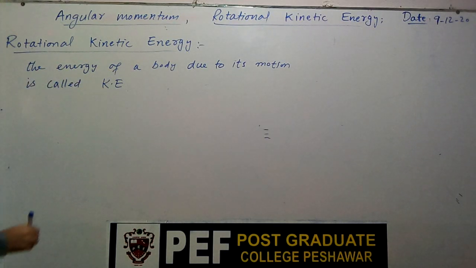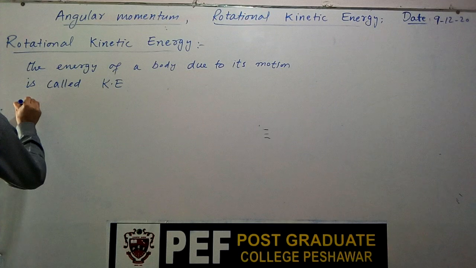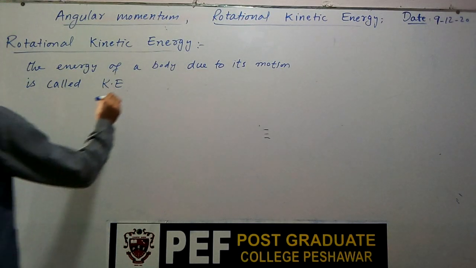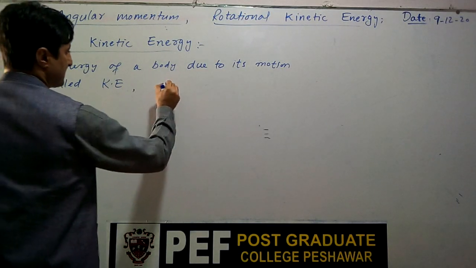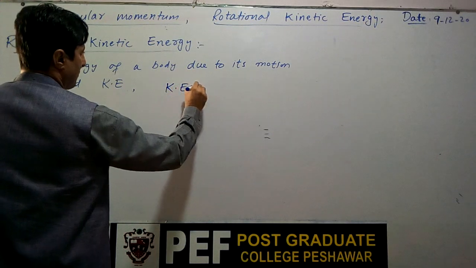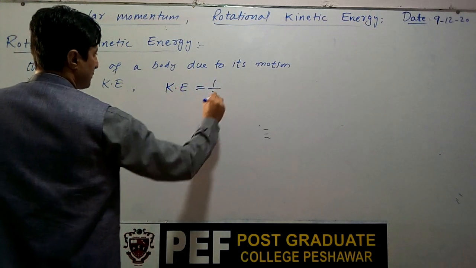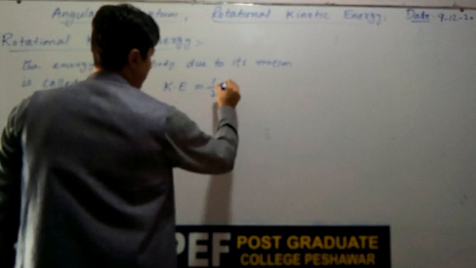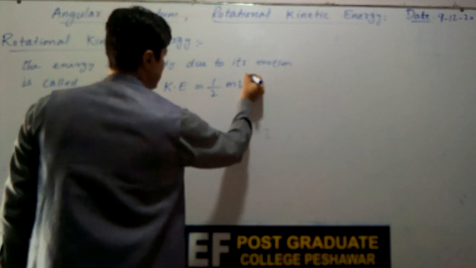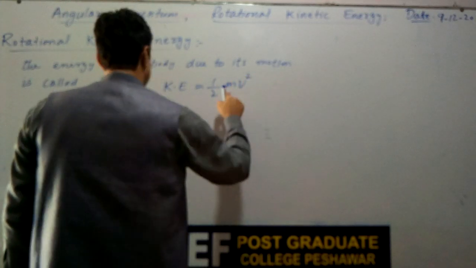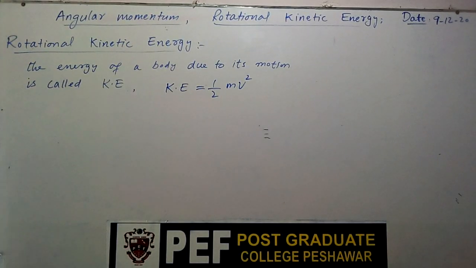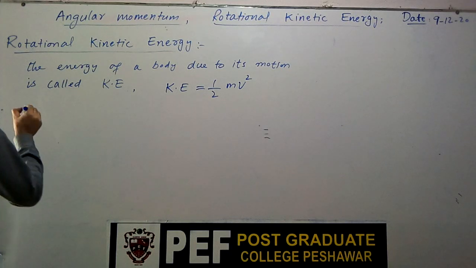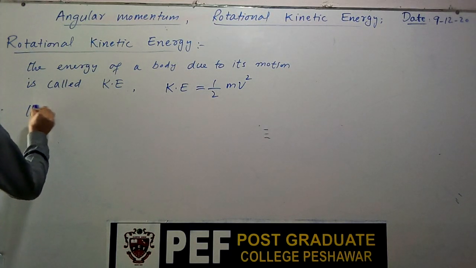Now the energy of a body due to its rotational motion. The linear kinetic energy is given by 1 divided by 2, or half, mv square, where m is the mass of the body and v is speed or velocity. Now the energy of a body due to its rotational motion is known as rotational kinetic energy.